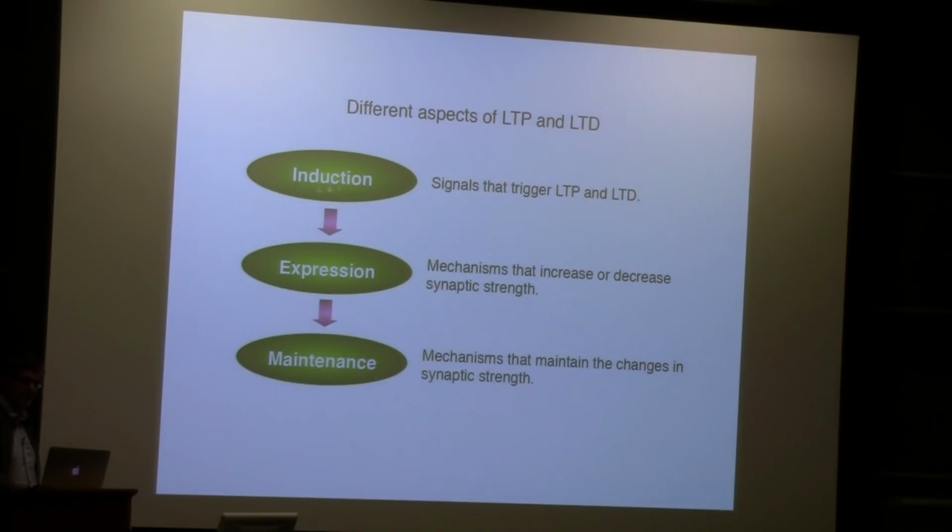Okay, and I'm going to talk about the induction, expression, and maintenance. So the induction: what are the actual neural signals that trigger potentiation and depression of synapses? Expression: which are the actual changes at the synapse that make the synapse stronger or weaker? And maintenance, which is the interesting question now: how you can make those changes persist during the lifetime of an individual, okay?